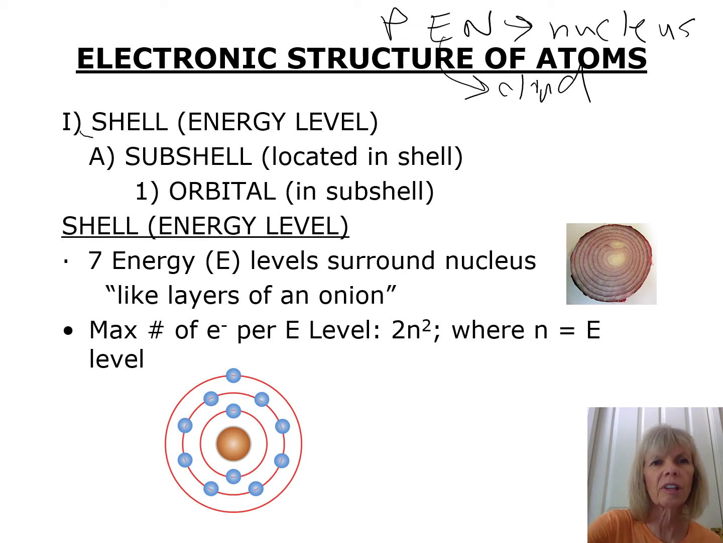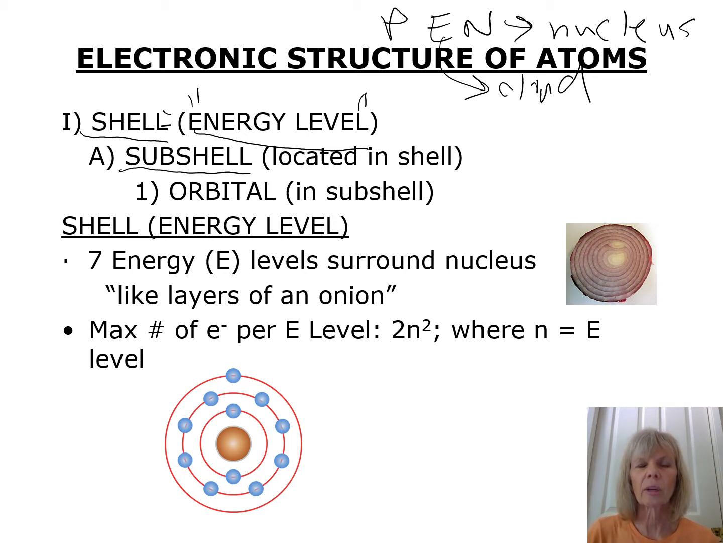So our first term is a shell, which is also called an energy level. These two things mean the same thing, and you may hear me use those interchangeably. So shells are where you can find electrons. Within shells, we have what are classified as a subshell. And this is getting a little bit more specific of where we can find electrons in our atom. Within a subshell, we have an orbital. And again, that's getting even more specific about where we're finding electrons for specific atoms.